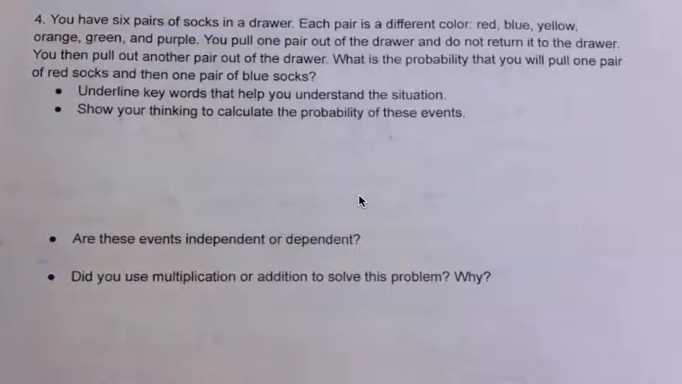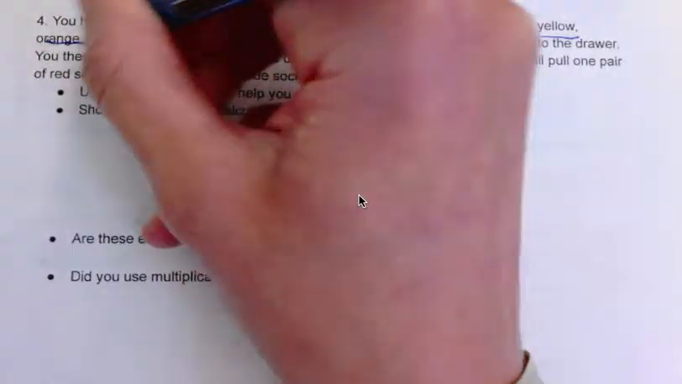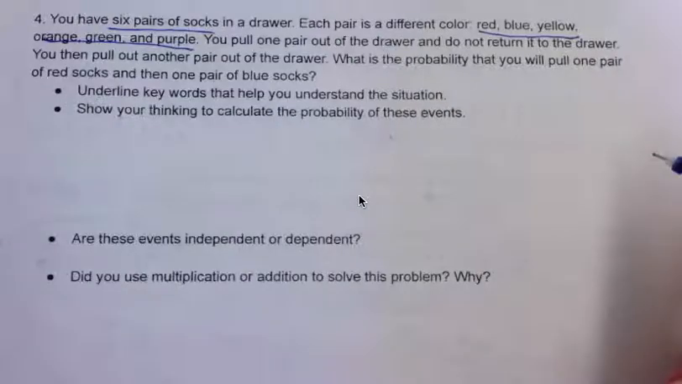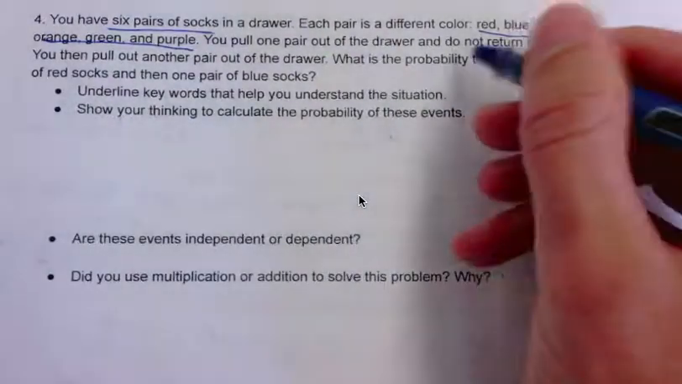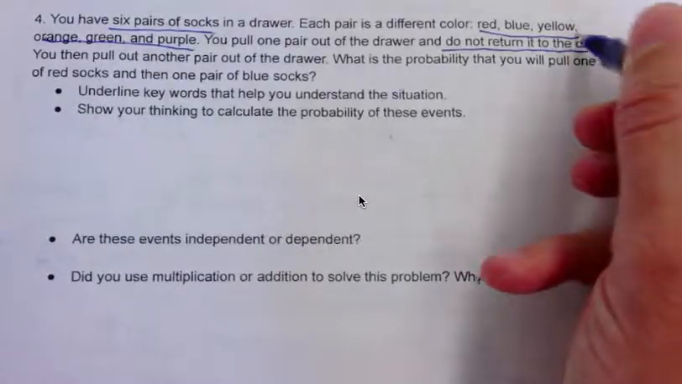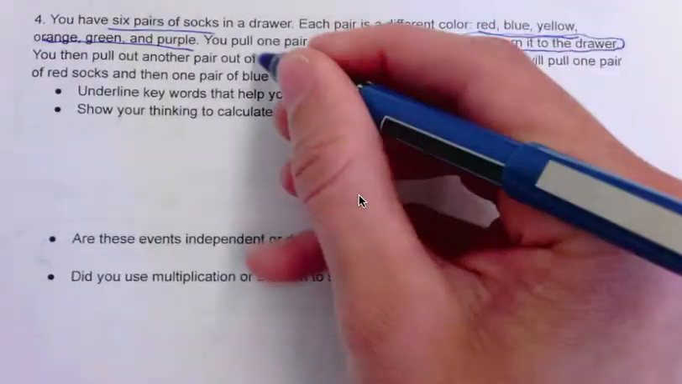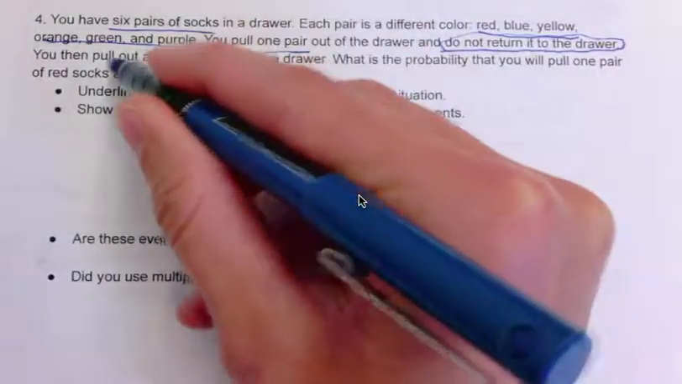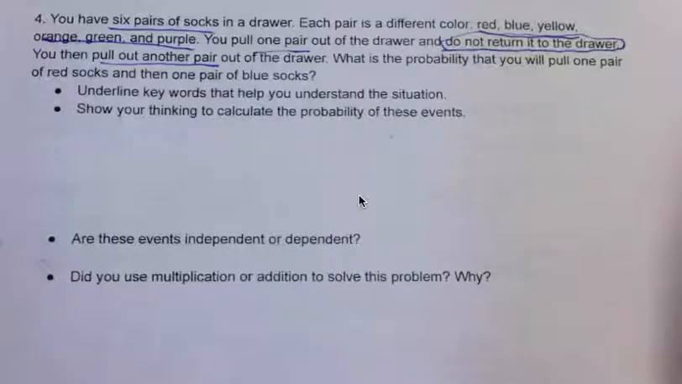Number 4. You have 6 pairs of socks in a drawer. Each pair is a different color: red, blue, yellow, orange, green, and purple. You can underline some important things as we go. You pull one pair out of the drawer and do not return it to the drawer. That's kind of important here, so there's no replacement. Pull one pair. Then you pull out another pair. So we've got multiple draws here.